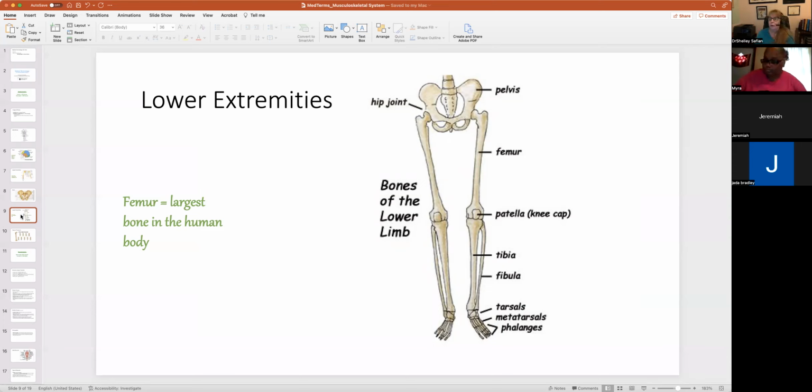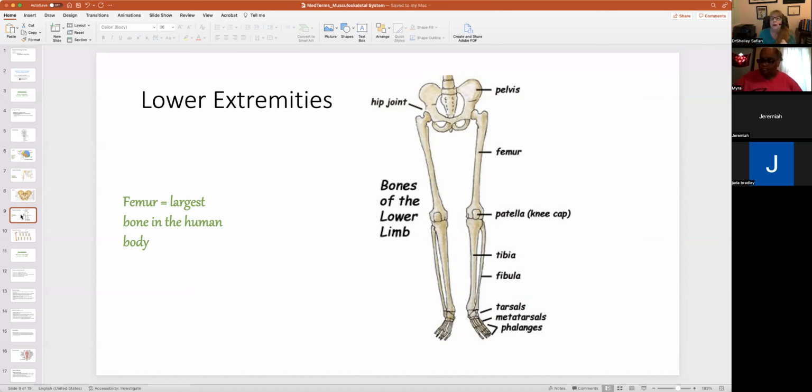Okay, and for your pleasure, the next time you're at a party, the femur is the largest bone in the human body, and it takes an incredible amount of force to break this bone because it's so big and strong.